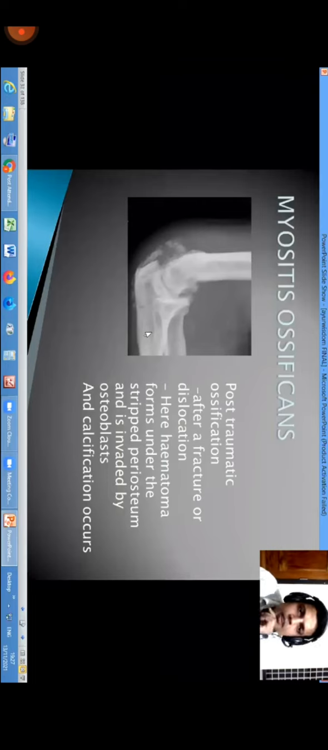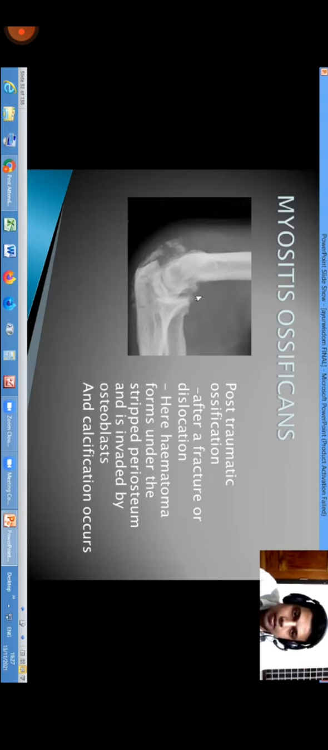And coming to myositis ossificans, it is post-traumatic ossification. We can see here the joint space is ossified. Here the joint is ossified. This is usually after a fracture or dislocation. And here hematoma forms under the stripped periosteum and is invaded by osteoblasts and calcification occurs.